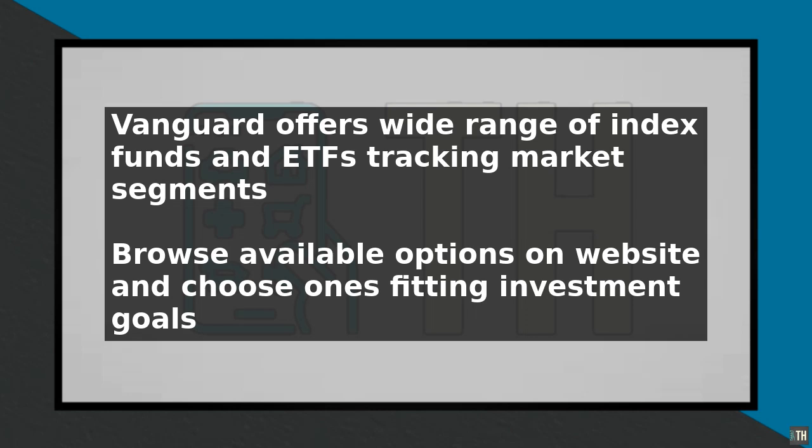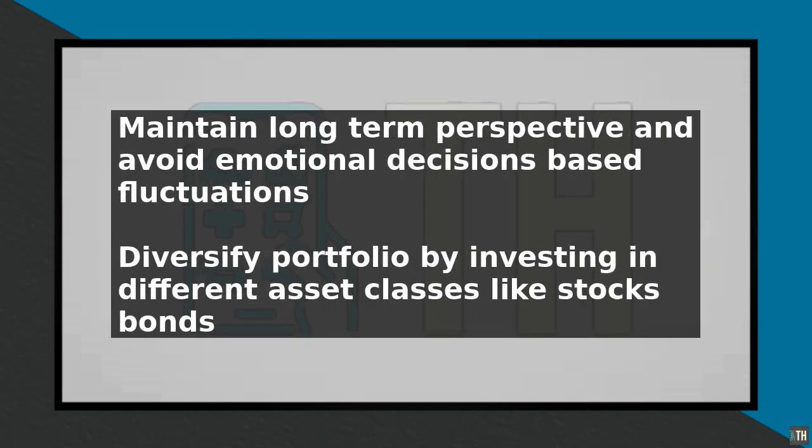To illustrate this, let's consider an example. Suppose you want to invest $100 per month in a Vanguard index fund that tracks the S&P 500. You can set up an automatic investment plan to transfer the money from your bank account to your Vanguard account each month. Over time, this can help you build a diversified portfolio and potentially grow your wealth.